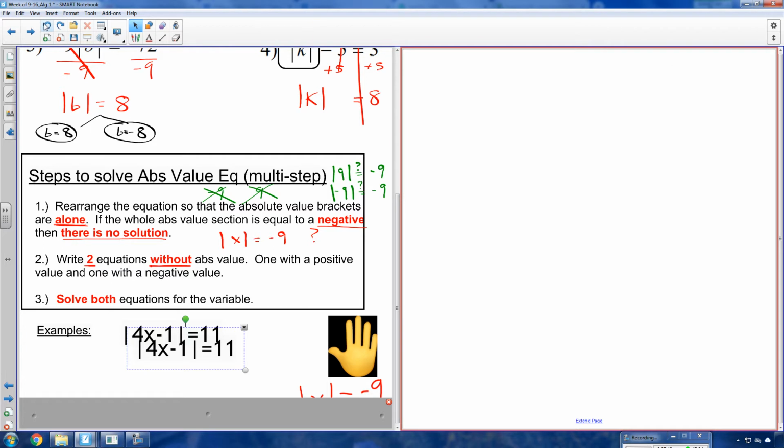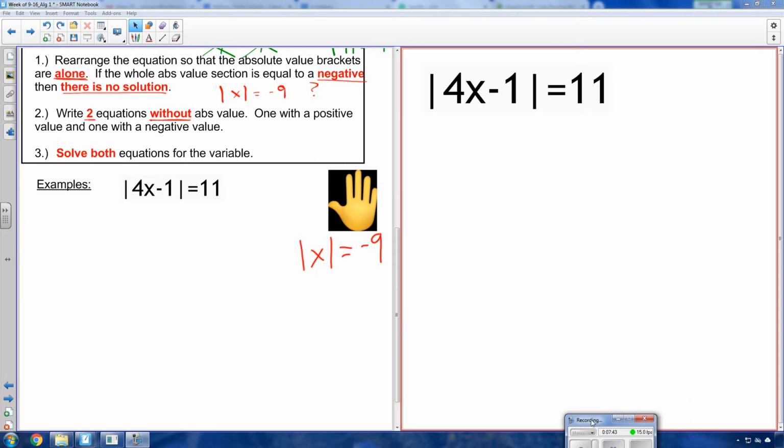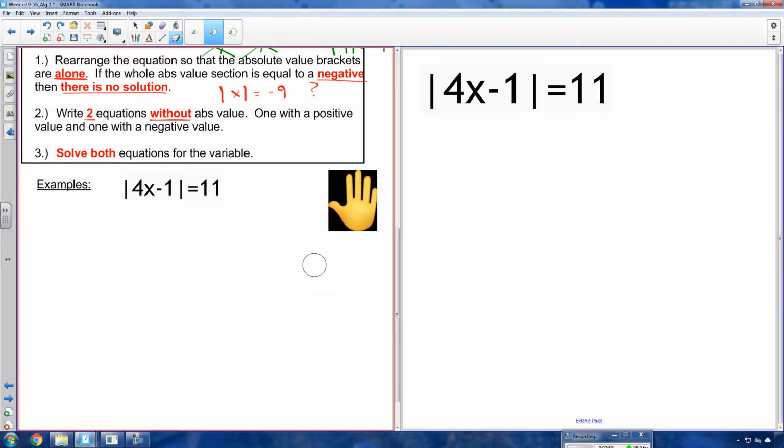So what we want to do now is work through this example. I want to go through the few steps here. The first question is, is the equation rearranged? Yes. And is the equation equal to a negative? No. So there is a solution to this thing. This thing's going to work out fine.